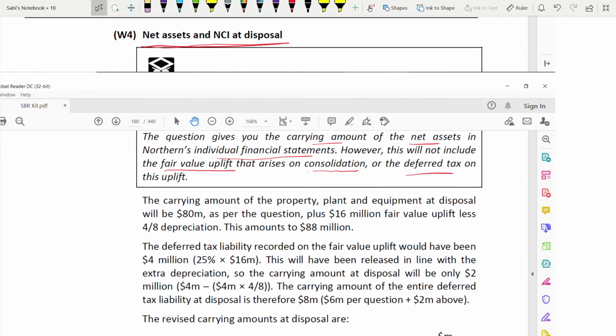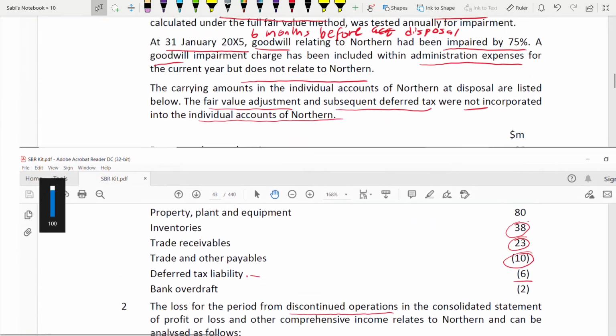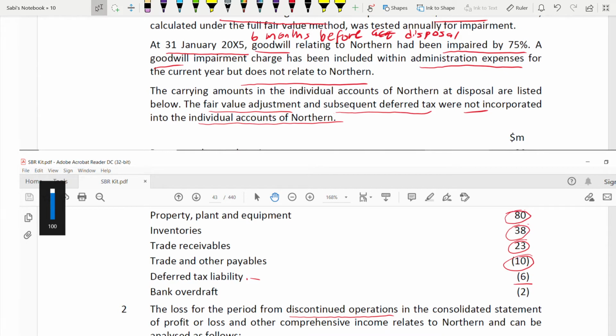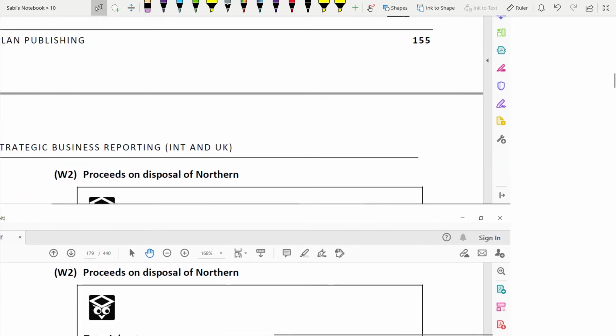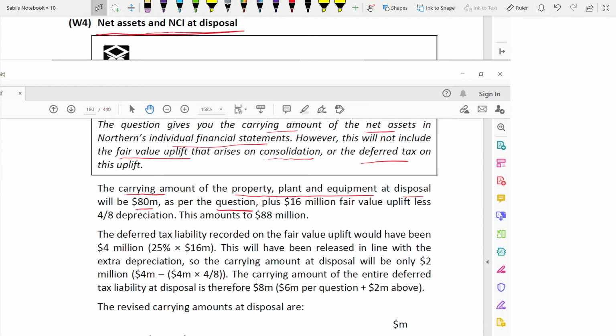Okay, so the carrying amount of the PPE. The starting point is carrying amount of PPE, the non-current asset at disposal, will be 80 million, as per the question. Just see this 80 PPE in the individual account of Northern. But the fair value adjustments and all, you have to do it. It's not there. So it is 80 according to the question.